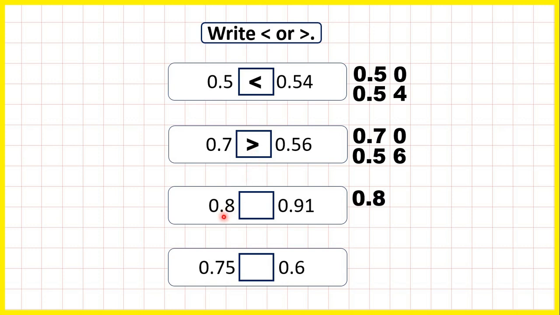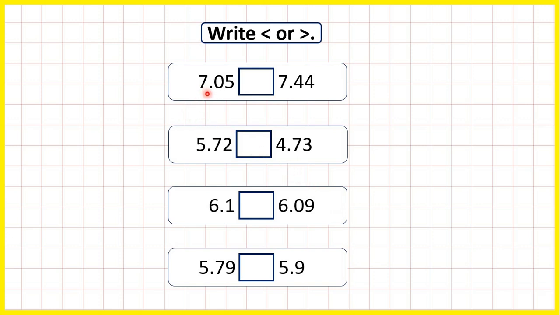Next, we have 0.8 and 0.91. The decimal points are lined up. We can write a 0 in empty squares. Now both numbers have 0 ones, so we look to the tenths, and we can see that 0.91 is the larger decimal because that has 9 tenths. Then 0.75 and 0.6. The decimal points are lined up. We can write 0 in empty squares. Both numbers have 0 ones, but when we look to the tenths, we can see that 0.75 is the larger decimal.